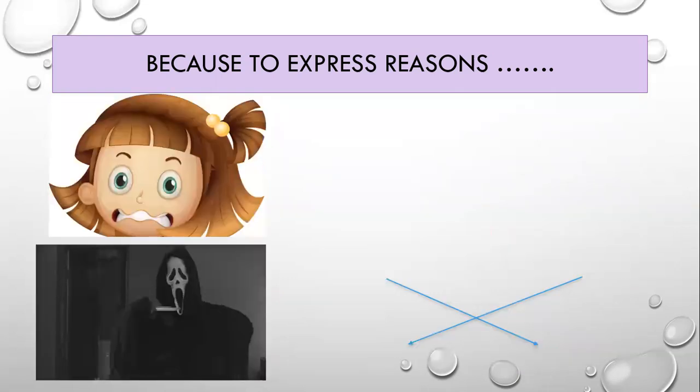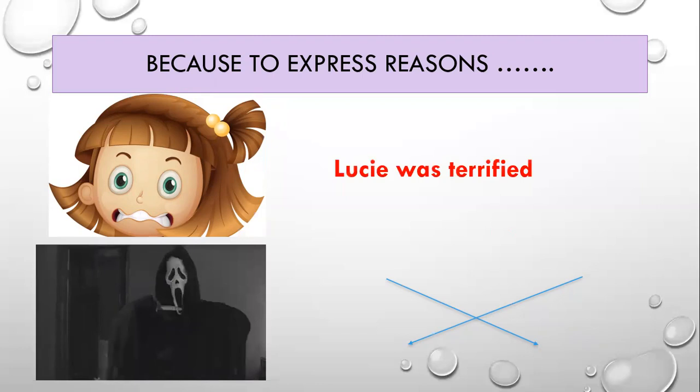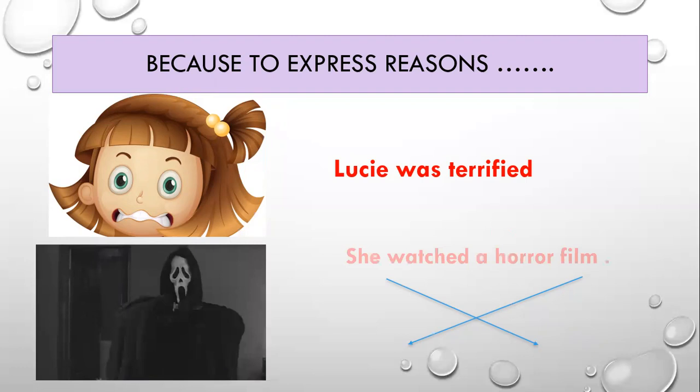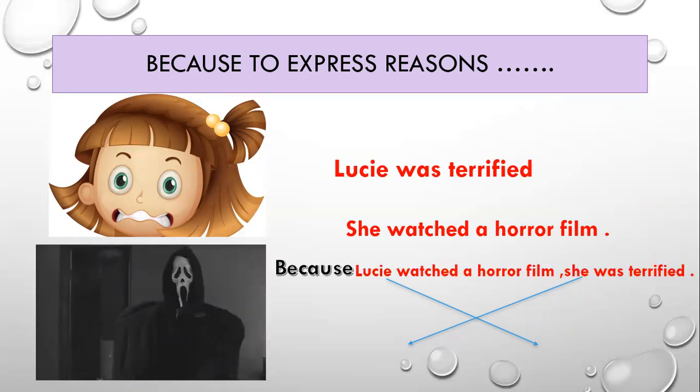Another example. Look at these two pictures. Here we have a girl and she is terrified. So to form a sentence about this picture, we can say, Lucy was terrified. The second picture, we can say, Lucy watched a horror film. Okay, so to form a sentence using because, what can we say? If I ask you, why was Lucy terrified? You can say, excellent, because she watched a horror film.